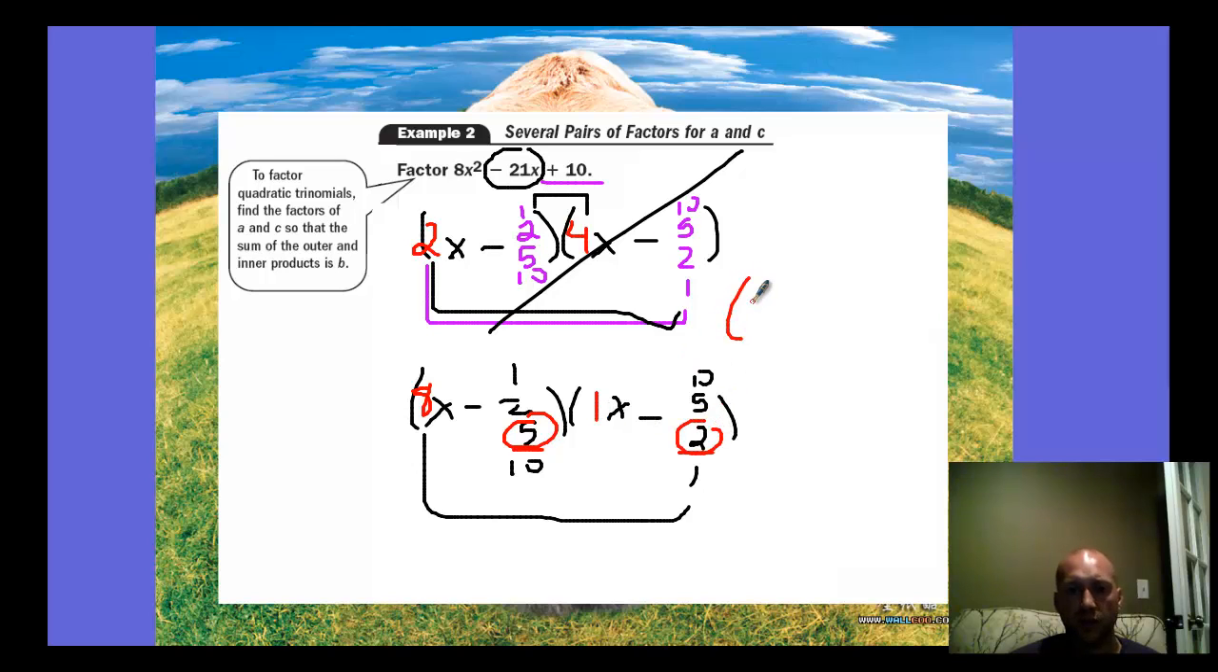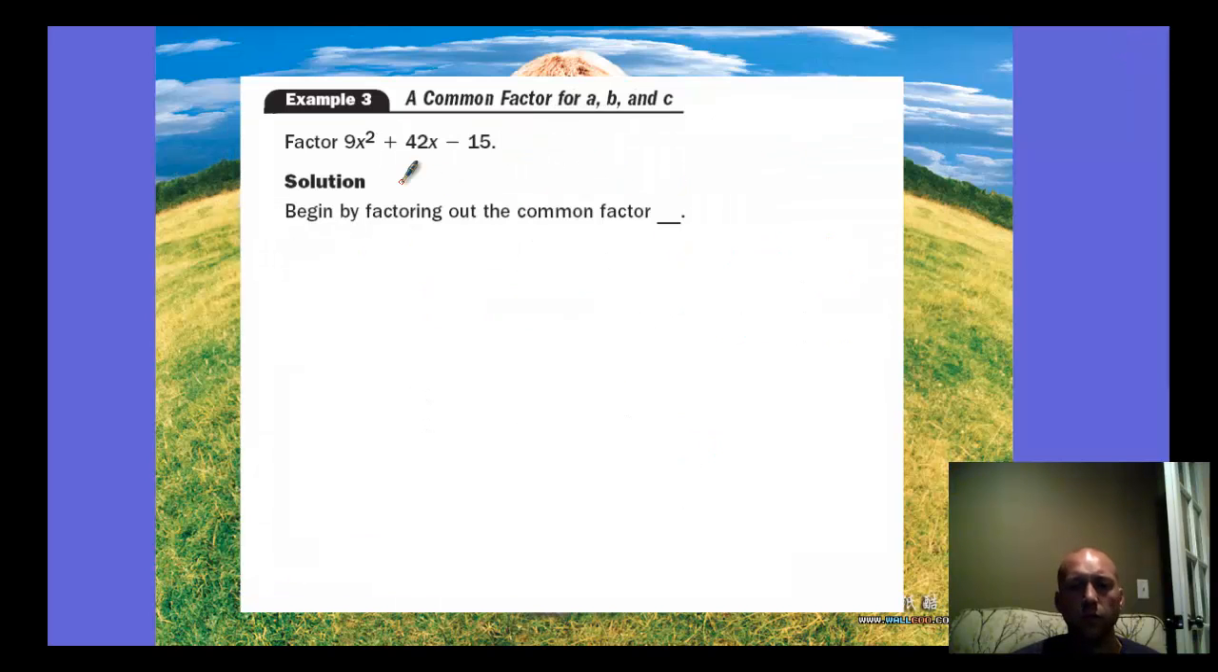So the answer here, if I factor it, is 8x minus 5 times x minus 2. So that's a lot of trial and error to find the answer. Same thing here, but the first thing we should always look for is that GCF. I haven't really stressed this, but we need to start stressing it. We should begin by factoring out a common factor.